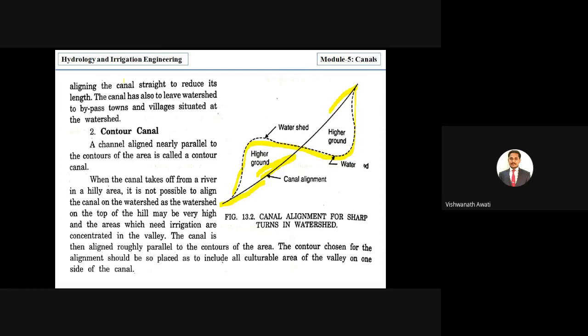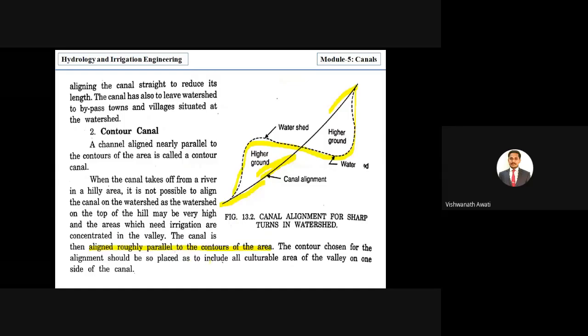If you see the terrain, most of the agricultural land will be in the valley. So it is very difficult to provide water for irrigation, because most of the irrigation areas are in the valley below. That's why the canal will be provided roughly parallel to the contours of the area, aligned roughly parallel to the contours of the area.